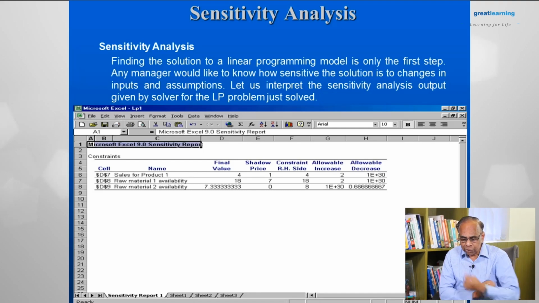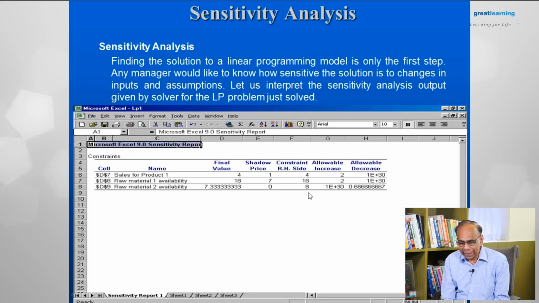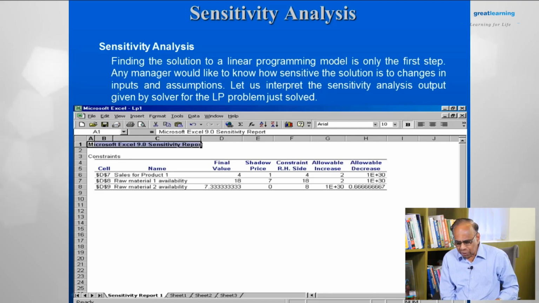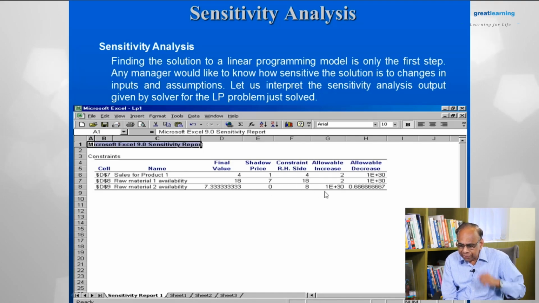It's a substantial value. So you will have to put somebody to find out whether there is more availability of raw material 1 so that I can get more money. As far as raw material 2 is concerned, anything you increase, there is no change in the profit. It is 0. In other words, increasing raw material 2 is not helpful. The profit doesn't change. The shadow price is $0, meaning it will remain. If you increase from 8 to 9, you will still get only $130.